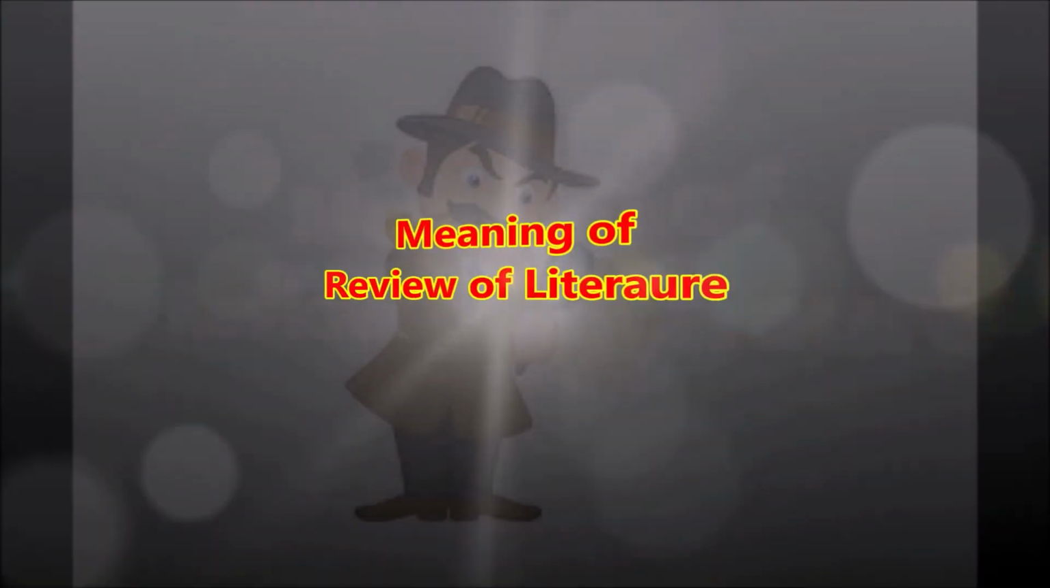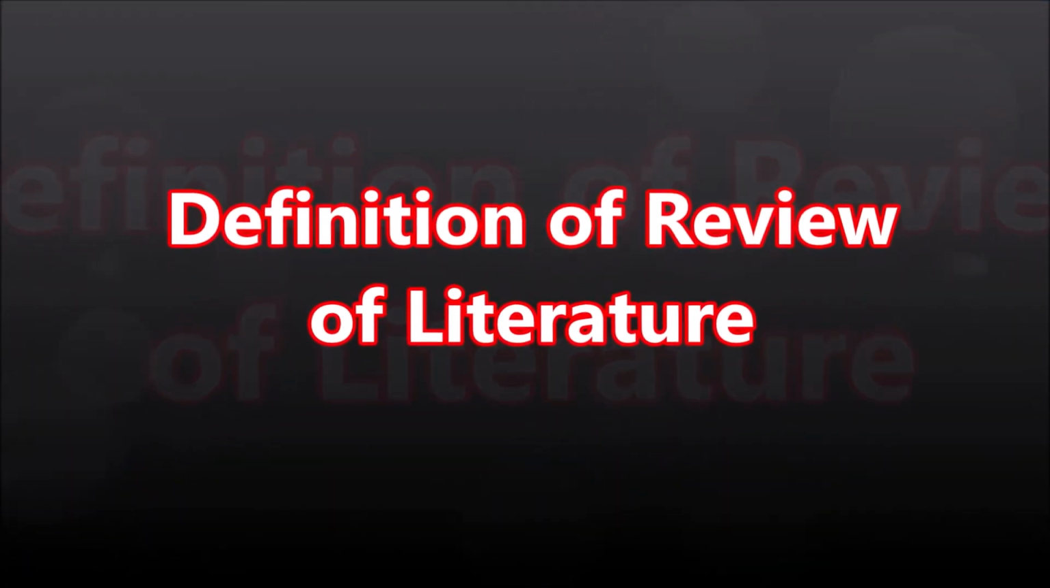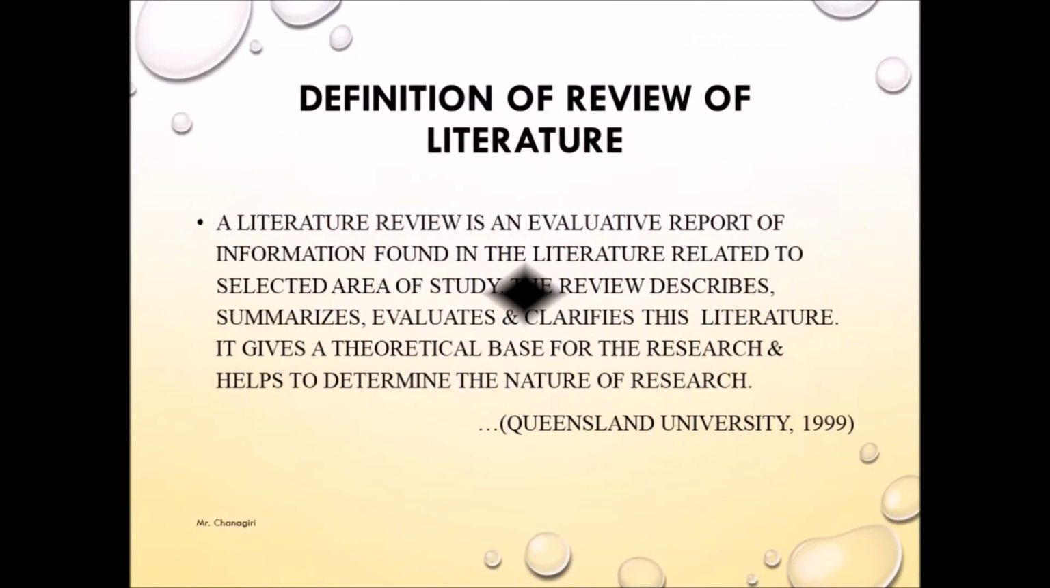I hope all of you have understood the meaning of review of literature. Next we will see the definition of review of literature. The Queensland University in 1999 defined review of literature as: a literature review is an evaluative report of information found in the literature related to a selected area of study. The review describes, summarizes, evaluates and clarifies the literature. It gives a theoretical base for the research and helps to determine the nature of research.